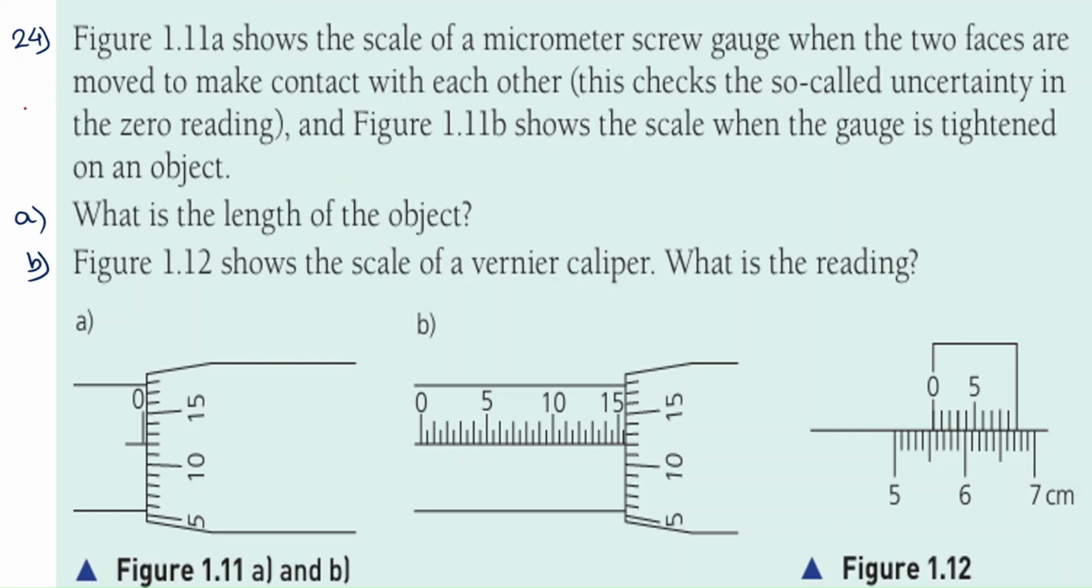In question number 24, figure 1.11a shows the scale of the micrometer screw gauge when the two faces are moved to make contact with each other. This checks the so-called uncertainty in the zero reading. Figure 1.11b shows the scale when the gauge is tightened to an object. Here they have shown a micrometer screw gauge, and we need the length of the object.